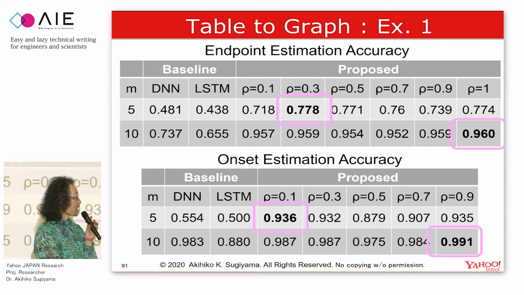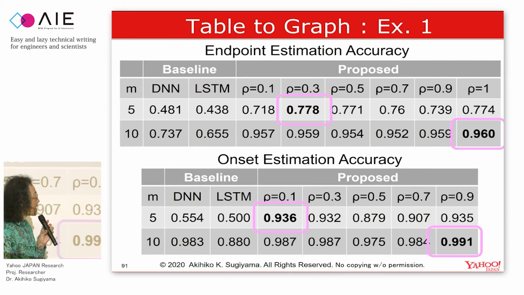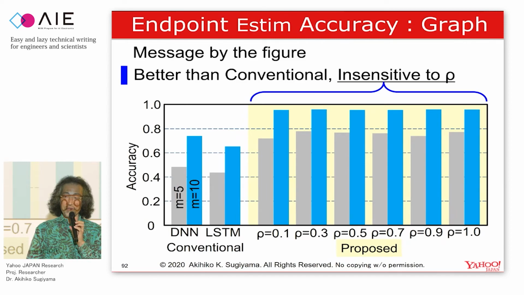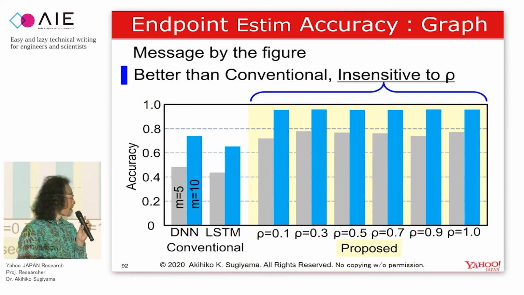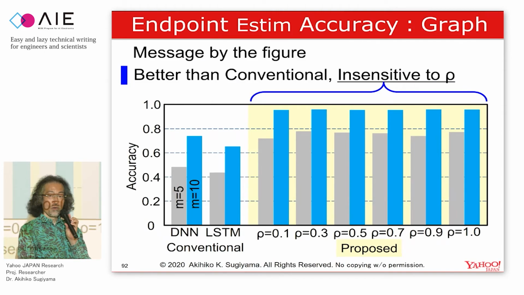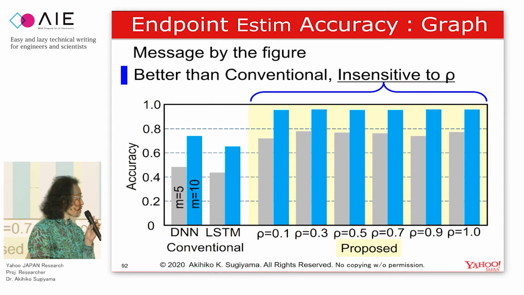So this is another table representing onset estimation accuracy. So these two are something about accuracies. The first thing you should do is, okay, this is a simple comparison. So let's introduce a bar chart. So the conventional methods, 1, 2, 3, 4 bars here. And for the proposed method, many bars here.